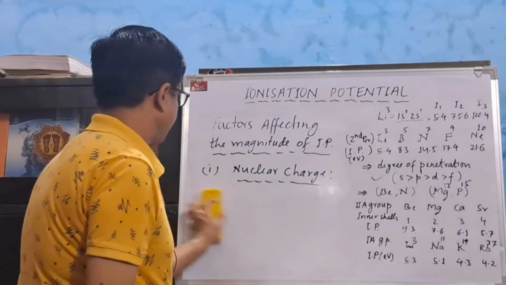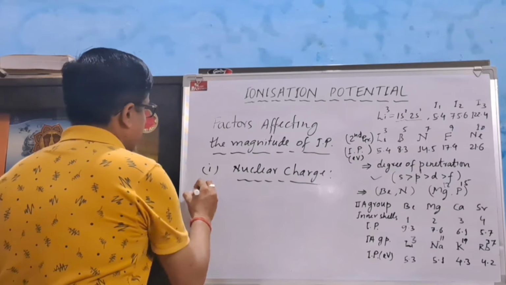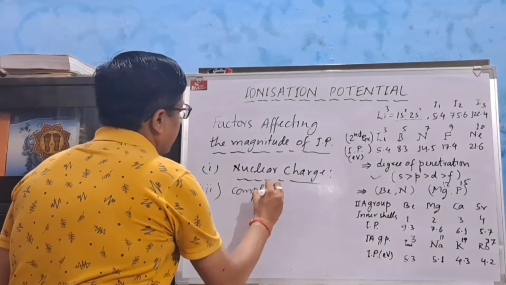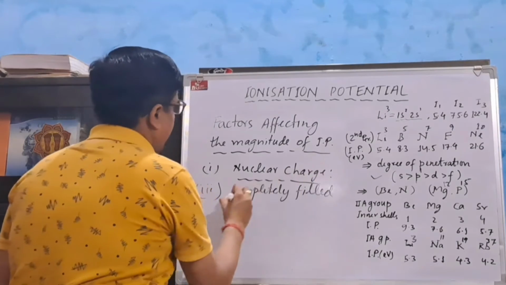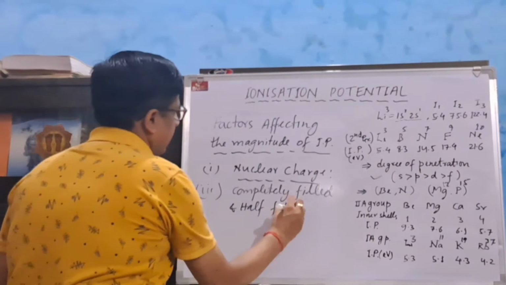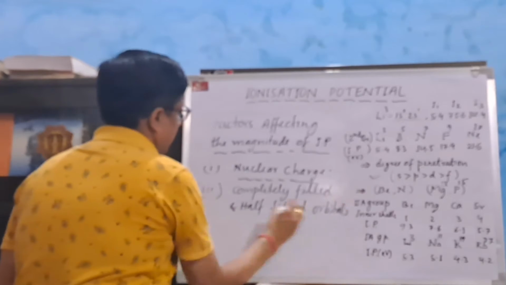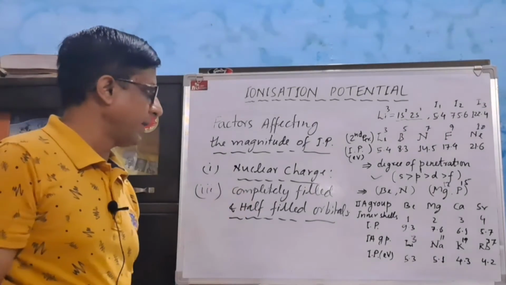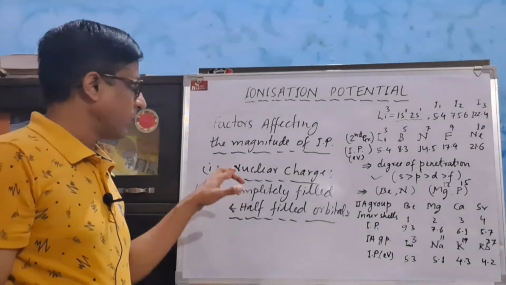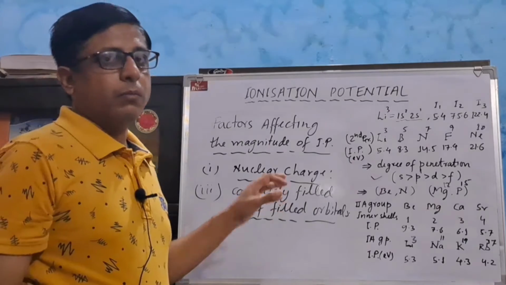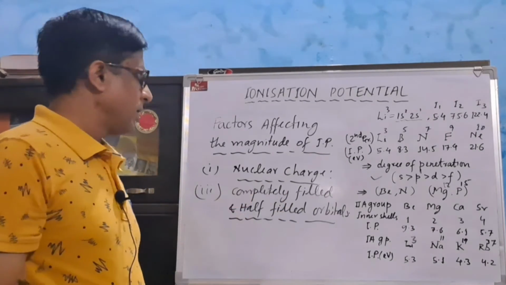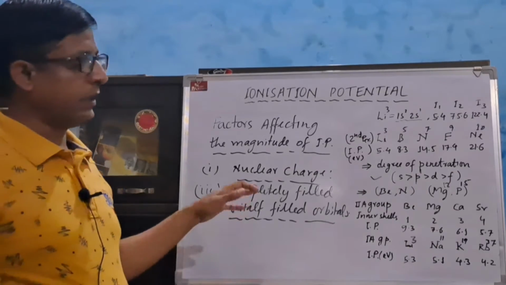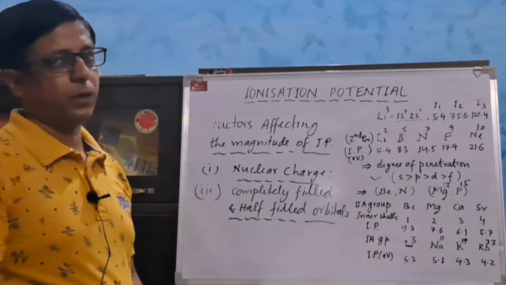The third factor affecting the magnitude of ionization potential is completely filled and half filled orbitals. From Hund's rule, we know that completely filled and half filled orbitals are more stable. Therefore, in case of completely filled or half filled orbital electrons, the ionization potential is relatively higher than expected from its position in the periodic table.